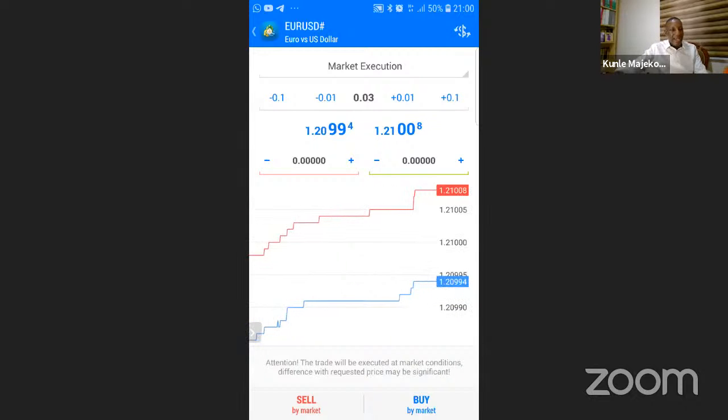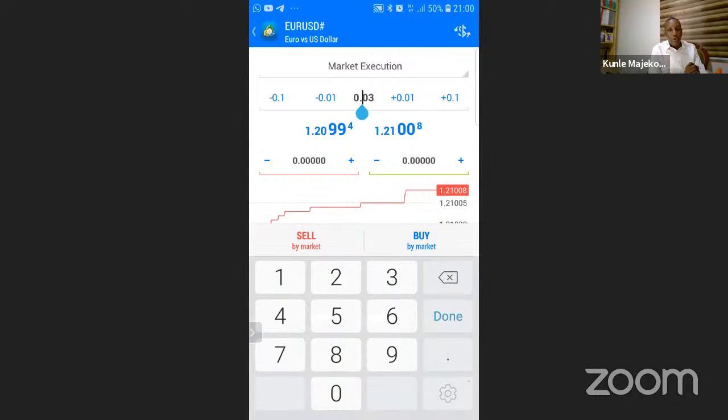Remember yesterday I told you that that is where you put your lot size. I told you that your lot size is a reflection of your risk appetite. And I told you to go slow. If you have a $3,000 account, don't go beyond 0.03. Let me even use 0.02. And I want to trade at the current market price. So I'm going to sell.